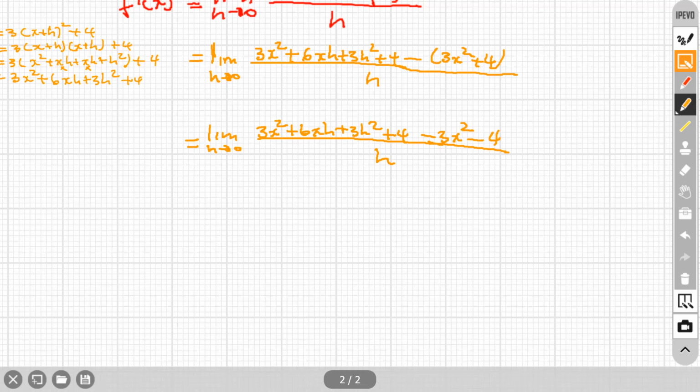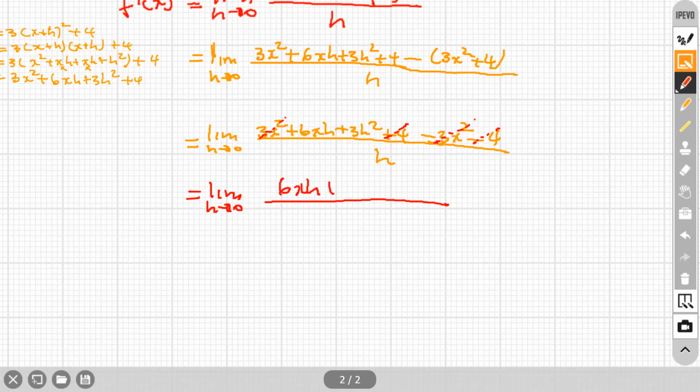So yeah, then we look at this. This 4 and this positive 4 cancel each other. Then this negative 3x squared and this 3x squared cancel each other. Then we are left with lim h approaching 0 of 6xh plus 3h squared, all over h.